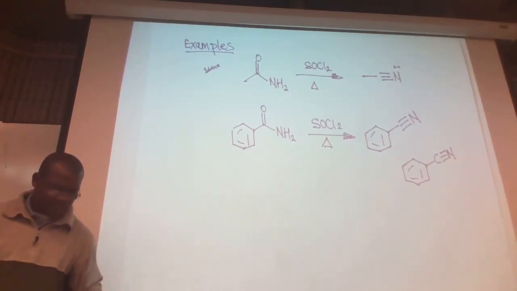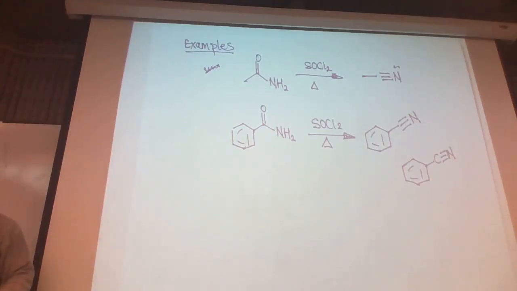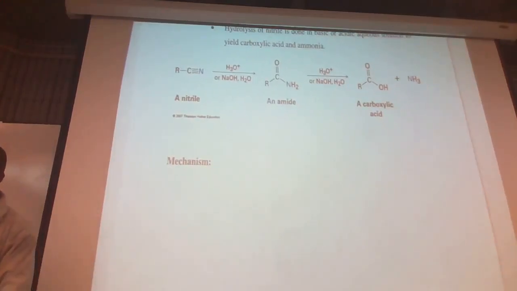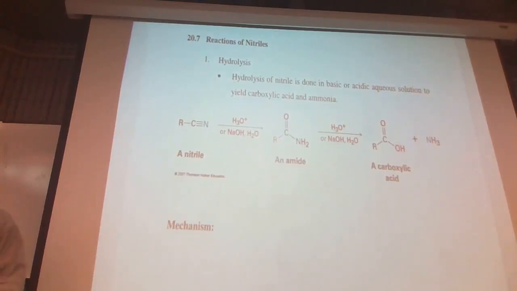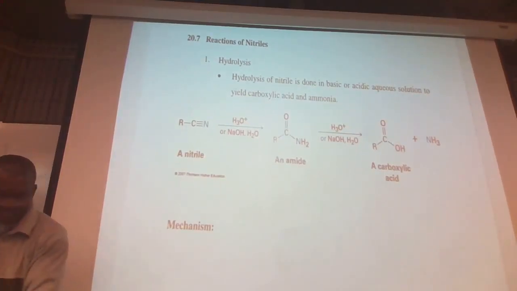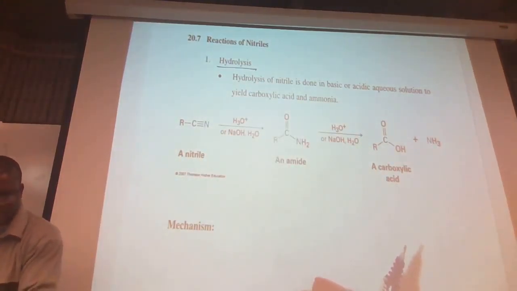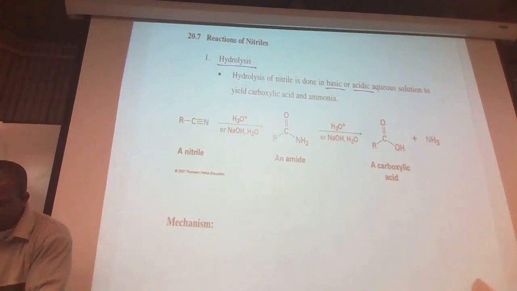So now let's look at the reactions of nitriles. What are the reactions they undergo? So basically, you can put any R groups here and get as many products. All right. The first reaction that we're going to consider is hydrolysis. You can hydrolyze nitriles. The hydrolysis can be done under basic and under acidic conditions. So you can use either base or an acid.